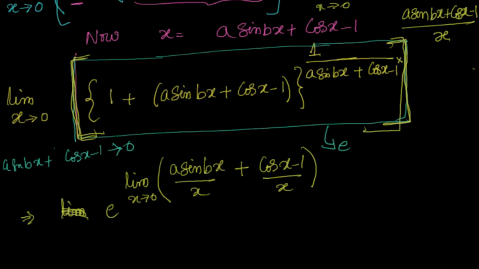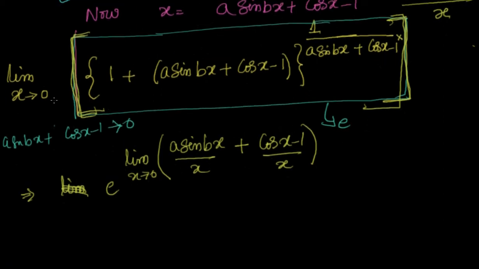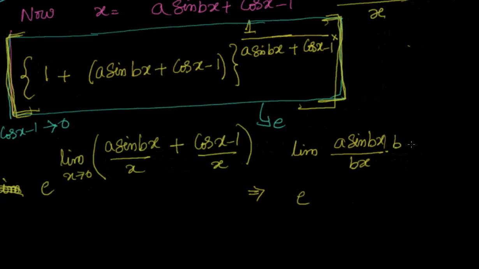Okay, now let's come back to the next step. Now what I have to do here, I have to simplify this. Now let us see this, a sin bx by x. So a sin bx, I will separate them, I will say limit of a sin bx. Now I have x, but for the formula to become 1, I need a b. So I have to divide with b and I have to multiply with b. I hope you are okay with that.